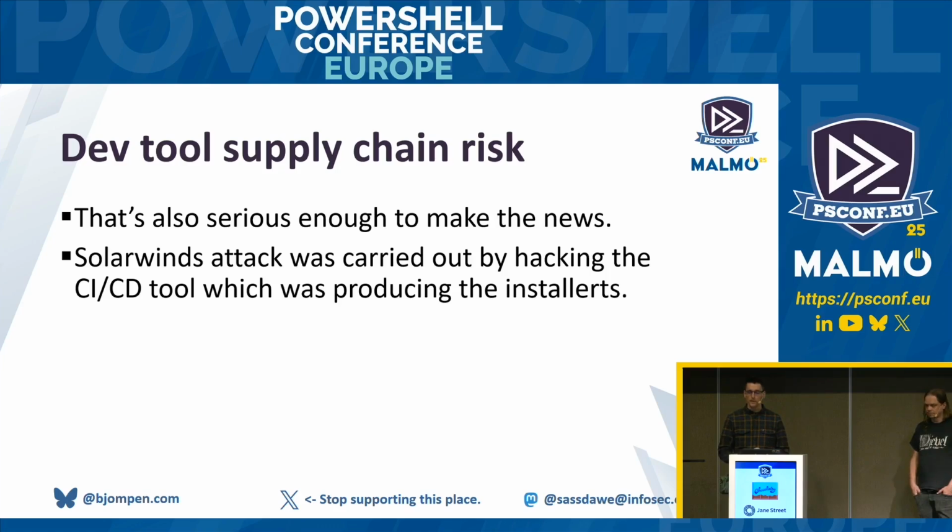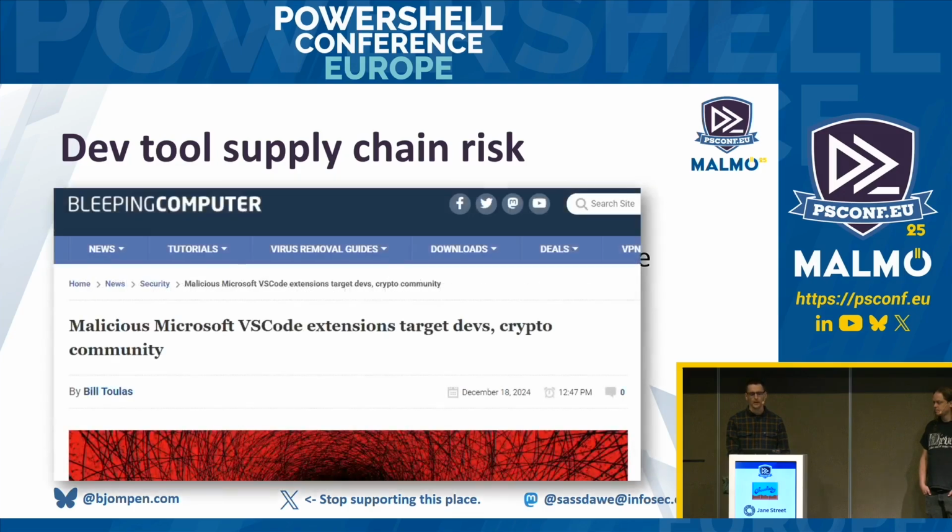And that gets us to the dev supply chain risk, which is not only a serious problem and gets on the news, but as mentioned before, the SolarWinds incident was related to dev tooling being compromised. And if we look at the news from the past couple of years, VSCode extensions and their marketplace is one place where you could start such a compromise or such an attack.